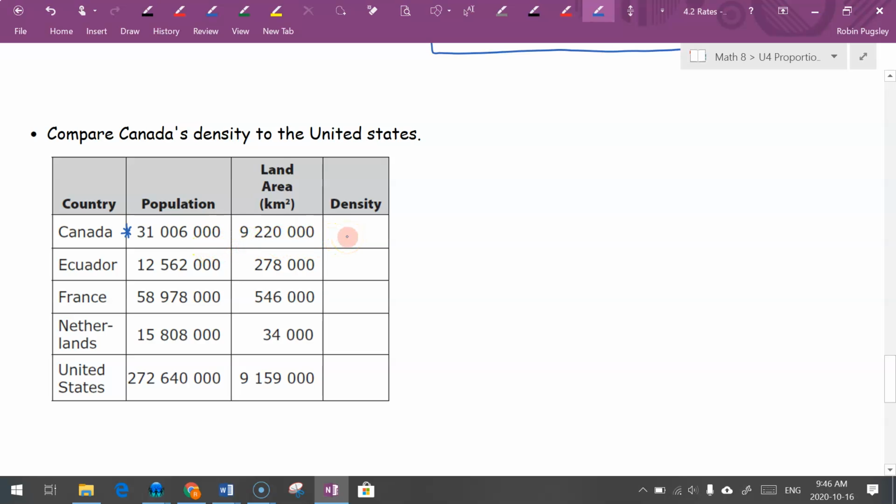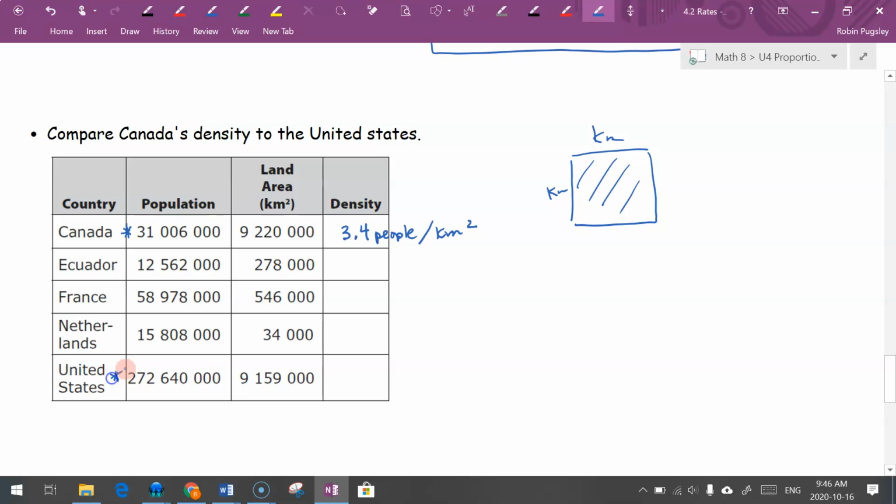The population is 31 million approximately for quite a large land area. So to find the density, we would take our 31,310,006,000 and we would divide it by 9,220,000, and we see that it is approximately 3.4 people per square kilometer. Okay? So a kilometer by a kilometer area, right? 1,000 meters by 1,000 meters. They would be about 3.5 people per that space in all of Canada.